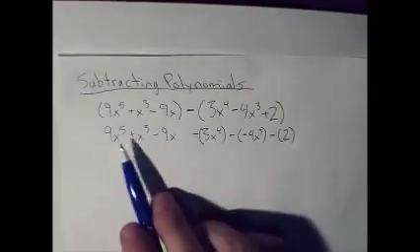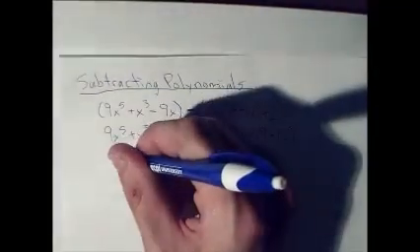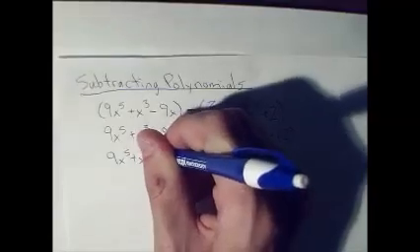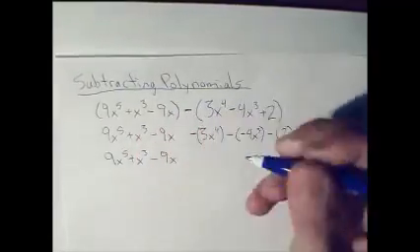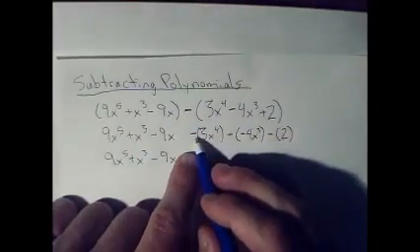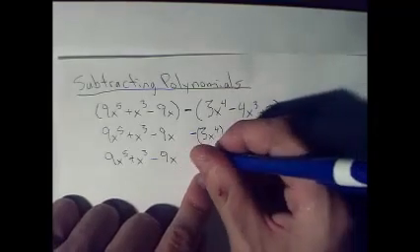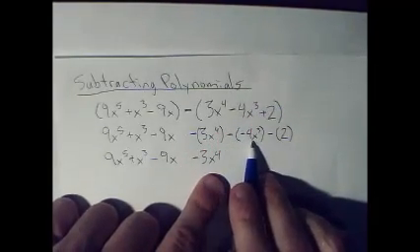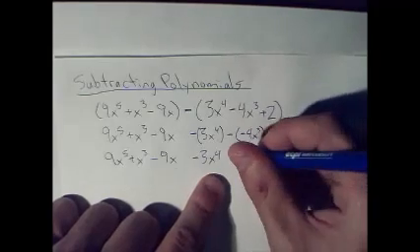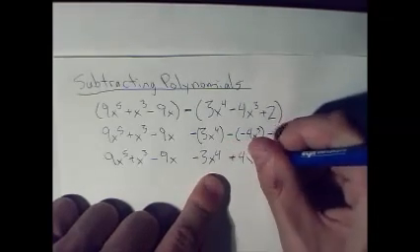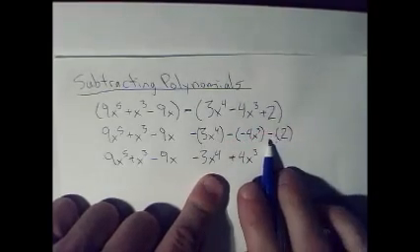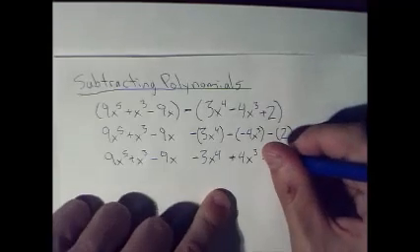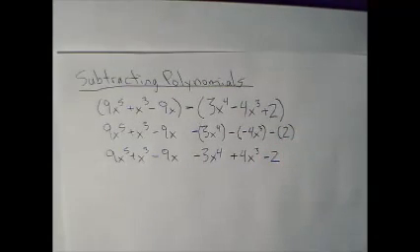When I subtract polynomials, notice my first polynomial, all of the signs stayed the same. In my second polynomial, where I say minus 3x to the fourth, that's going to be a negative 3x to the fourth. Where I say minus a negative 4x cubed, minus a negative is plus 4x cubed. Where I say minus 2, that's going to be a negative 2.